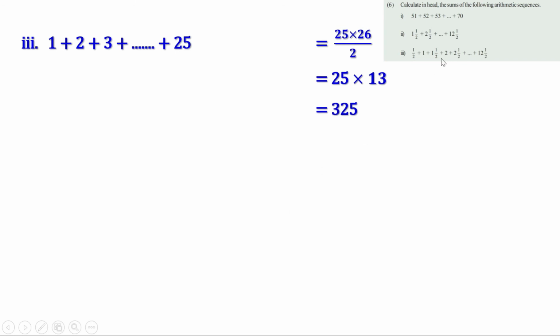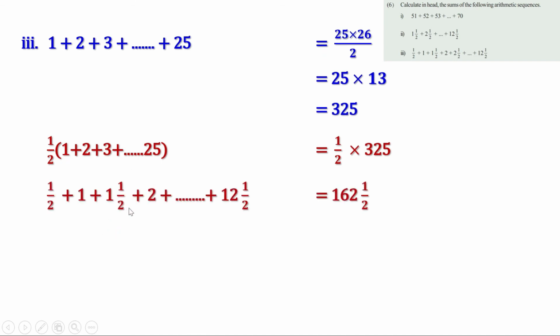Now look at our problem. Half is half of 1. 1 is half of 2. 1 and a half is half of 3. And lastly 12 and a half is half of 25. That means we have to find half of this sum. Half into 1 plus 2 plus 3 plus up to 25 equal to half into 325. This is half plus 1 plus 1 and a half plus 2 plus etc. plus 12 and a half. And half of this is 162 and a half.